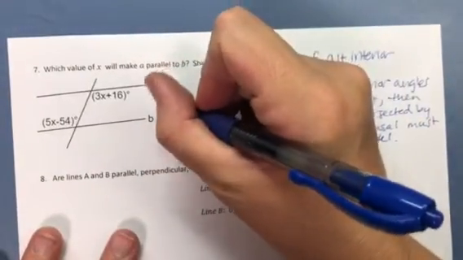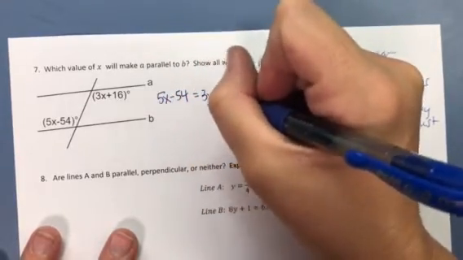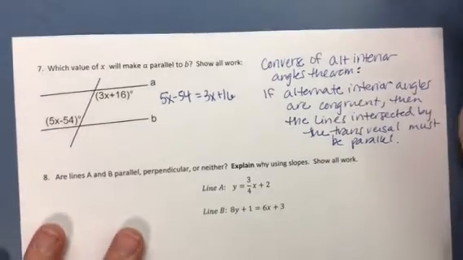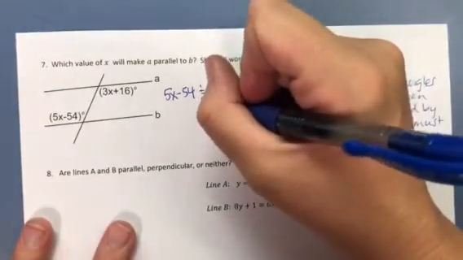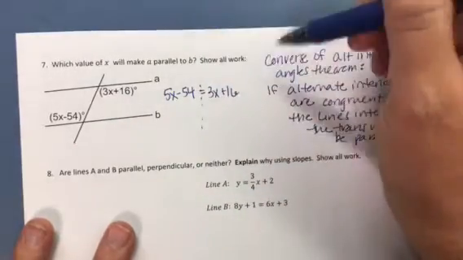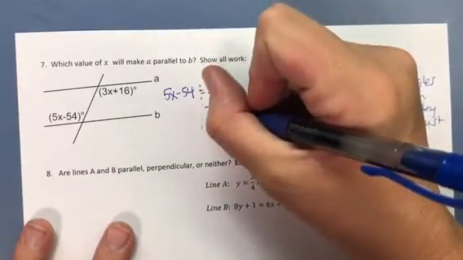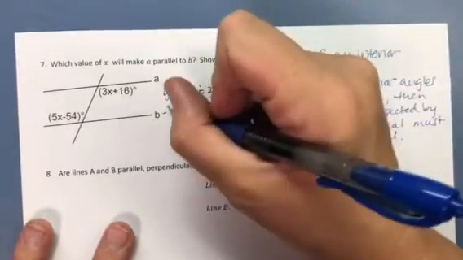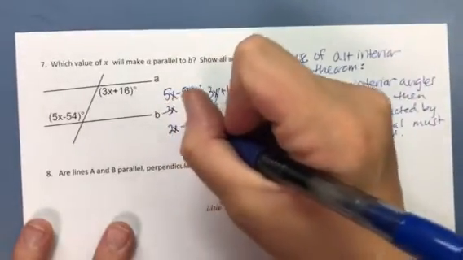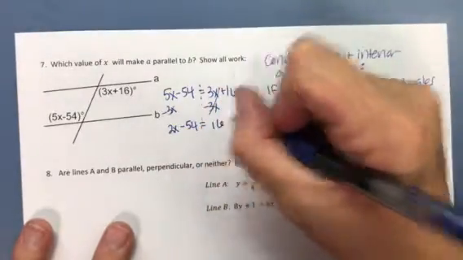So I can say 5x minus 54 equals 3x plus 16. Then the rest of this is just Algebra 1. If I look at both sides, I have 2 terms on the left, 2 terms on the right. I can't simplify or combine like terms. So I would probably subtract 3x from both sides. And when I rewrite this, I now have 2x minus 54 on the left side of my equal sign and 16 all by itself on the right.